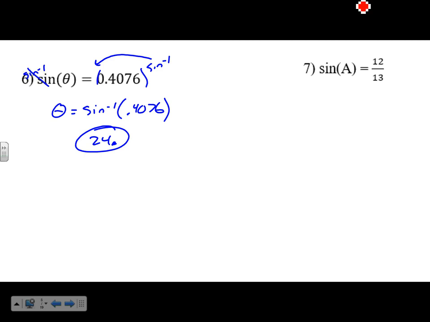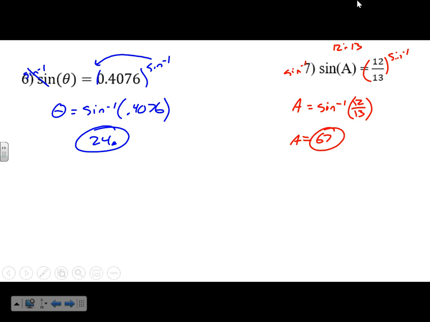Now, last one, we have 12 over 13. There's a couple ways you could do this. If you want to make it into a decimal right away, you can, but instead, that's just 12 divided by 13. And so I'm just going to put it in my calculator. I'm going to take the inverse sine of both sides. And so my A is going to be the inverse sine of, and I'm just going to type in 12 divided by 13. So the inverse sine, and then I just put 12 divided by 13. Hit enter. That gives you A is 67.38, and again, we're rounding to the nearest degree, or the first whole number.